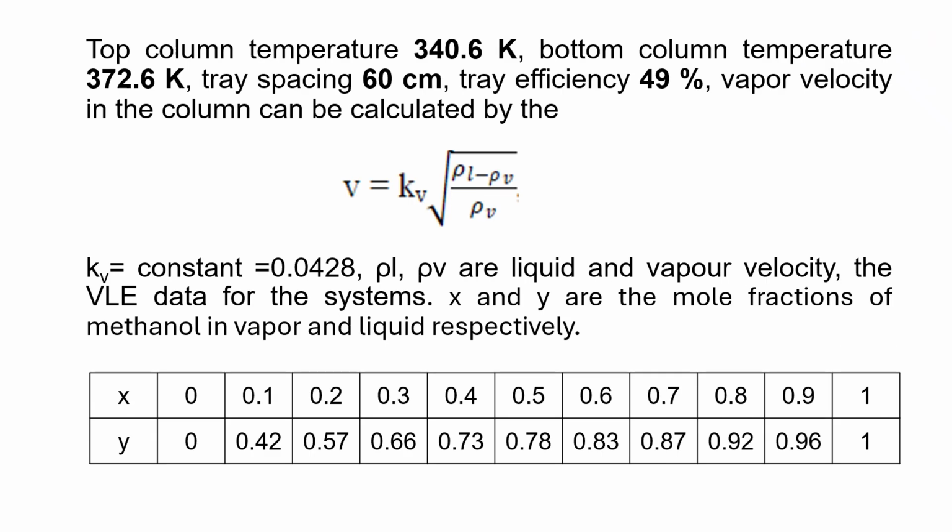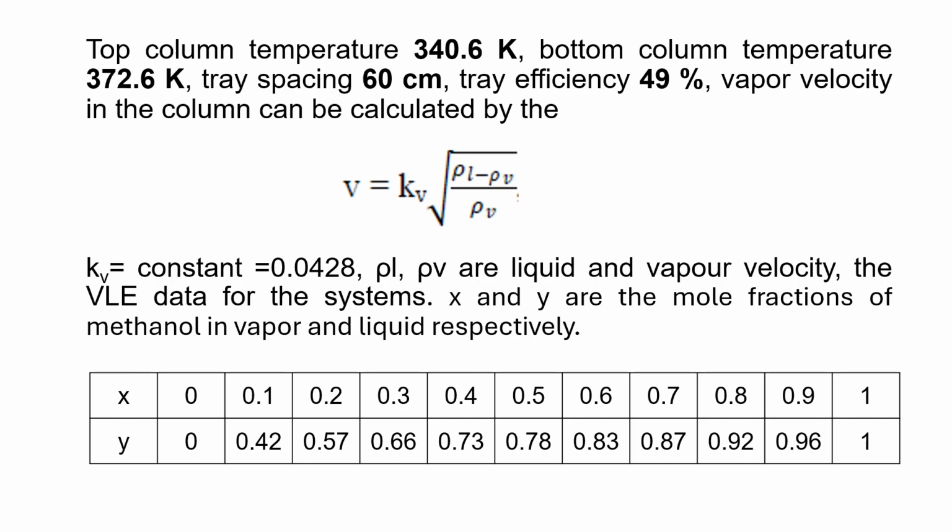Moving further in the question, the top column temperature is mentioned along with the bottom column temperature in Kelvin and the tray spacing. We have to design the sieve tray with a spacing of 60 centimeters, with the efficiency of operation of each tray as 49%.